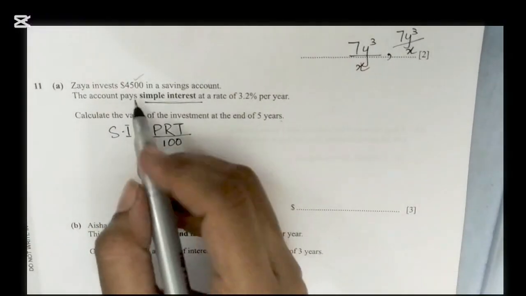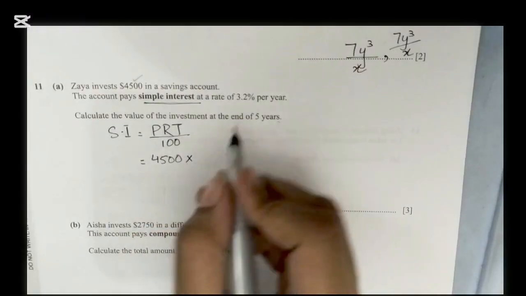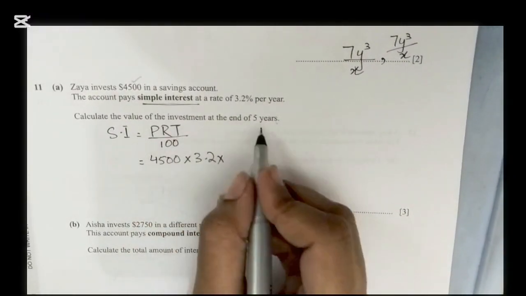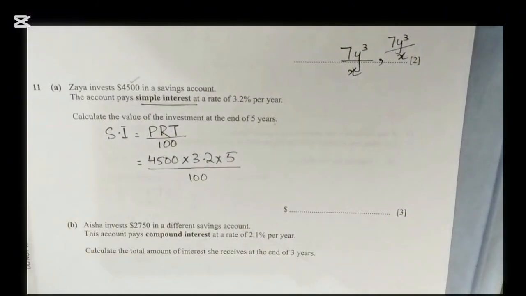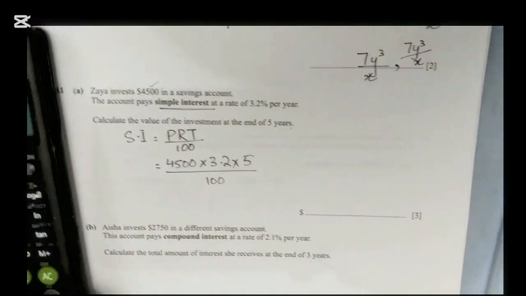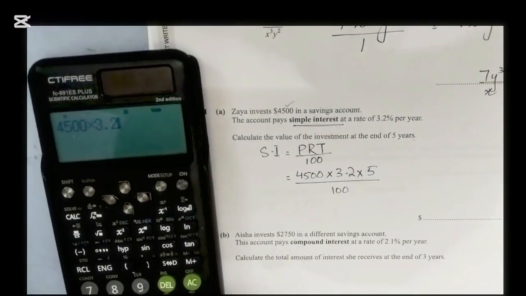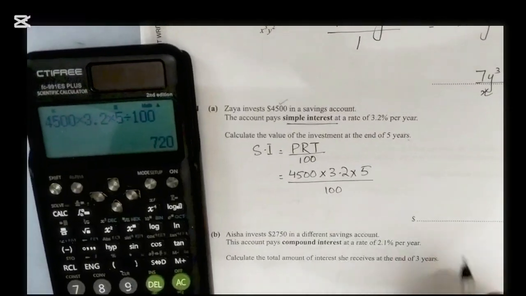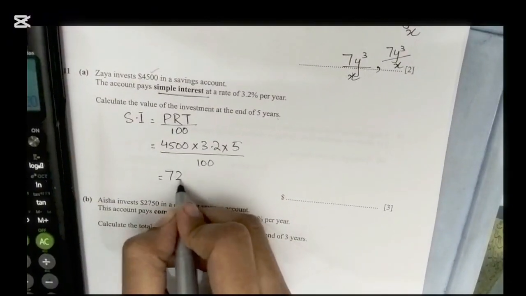Okay, what is the principal amount? That is 4,500. What is the rate? That is 3.2%, and time is 5 years, and we have to divide it by 100. You can simply put all the values in the calculator and you can get the answer. It's very simple. Times 5 divided by 100, it's 720, so the interest is equal to 720.